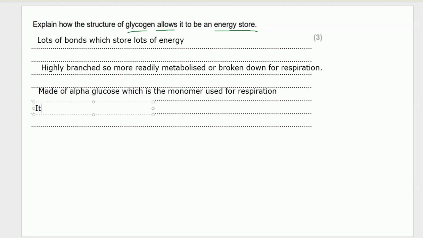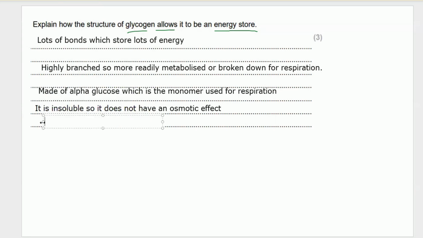And of course, it's made of alpha glucose. Glucose is the molecule required for respiration. So that's important. And one of the most important things that people forget about with all of these polymers, all of these polysaccharides, is that they're insoluble. So amylose, amylopectin, and glycogen in animals are insoluble. And that's important. It doesn't have an osmotic effect.